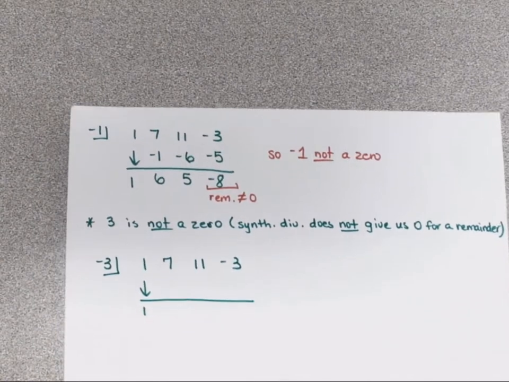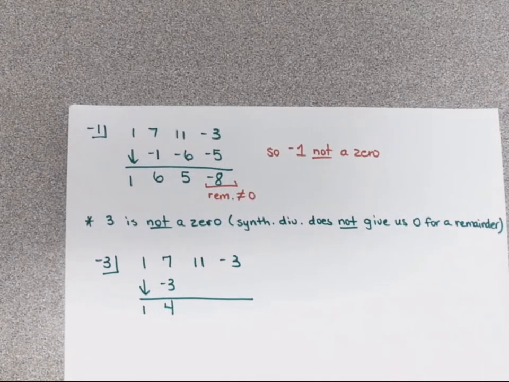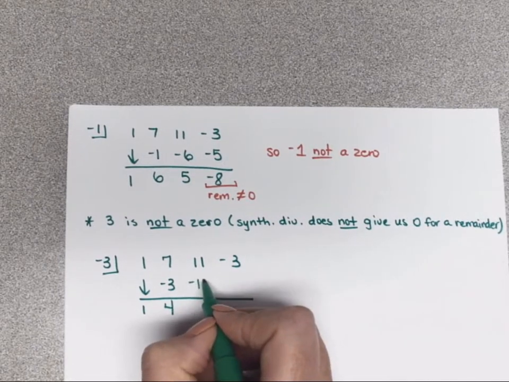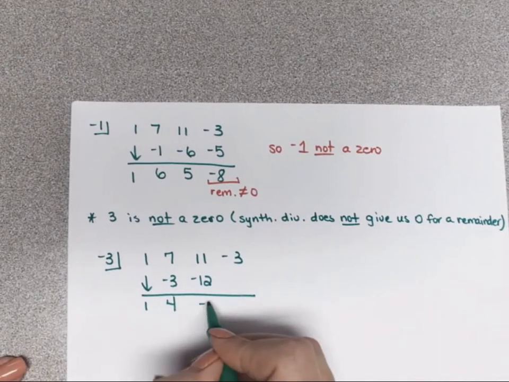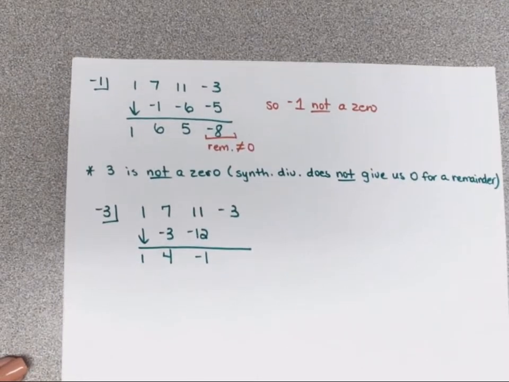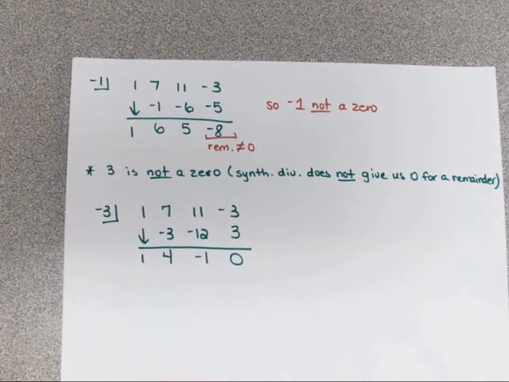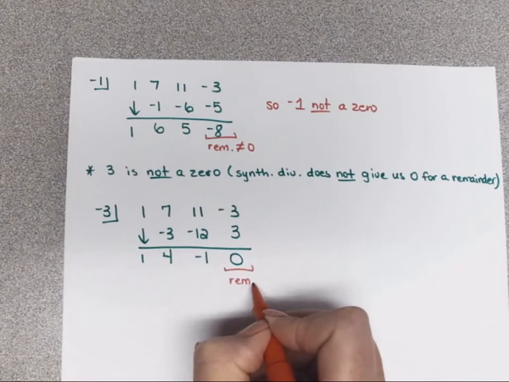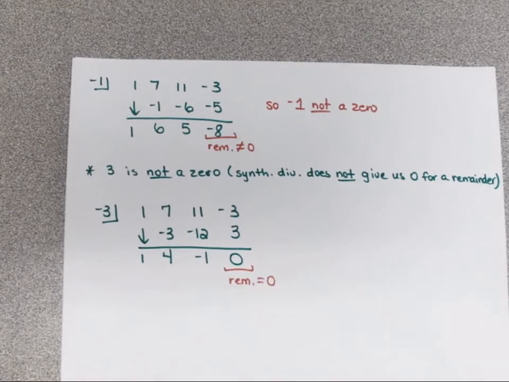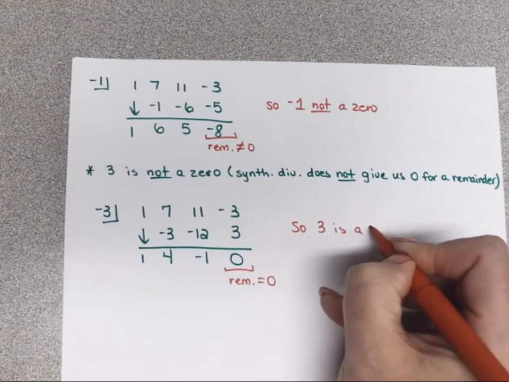So we'll bring down the 1. 1 times -3 is -3. If we add that, we get 4. 4 times the -3 is -12. Add that up and we get -1, so it looks promising, right? -1 times -3 is 3. And finally, we got what we were looking for, which was what? We got a remainder equal to 0. Okay, so what it tells us is 3 is a root or a 0.